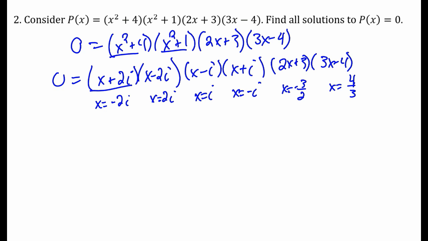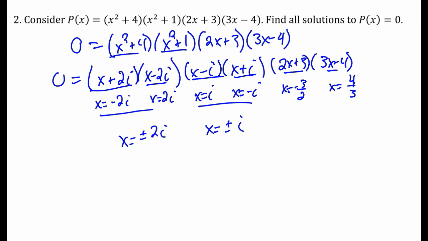I have 1, 2, 3, 4, 5, 6, which means this was a degree 6 polynomial. You may see your complex zeros written as x equals plus or minus 2i, and x equals plus or minus i, just to save some time or space. But those are my 6 zeros because when I solve a polynomial equation, 3 things need to happen. It needs to be set equal to 0, needs to be factored, and then we need to use the zero product property, which says if I multiply 6 things together, one of these things has to be 0.